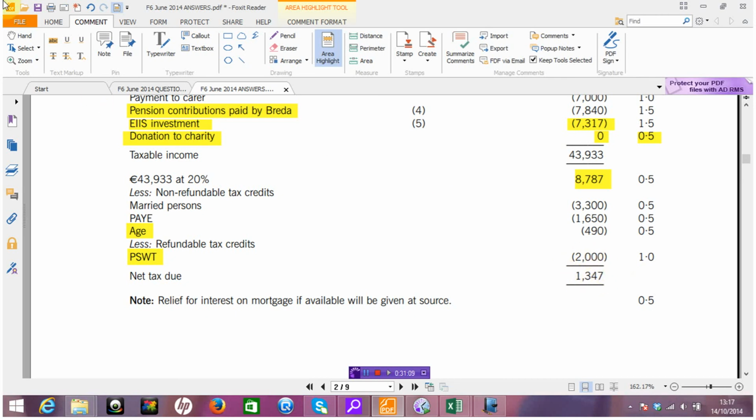Okay, so hopefully that's a helpful summary of this particular question, or at least part A and part B, and hopefully that helps you for your studies for the December 2014 exam.